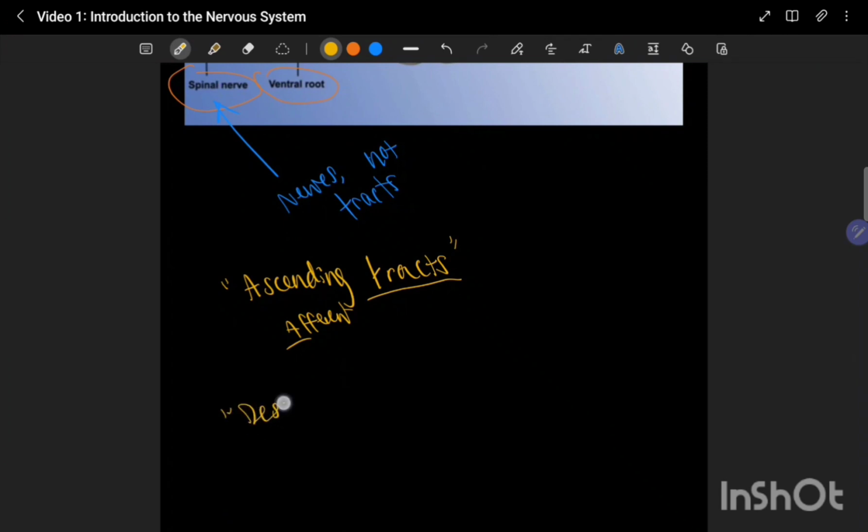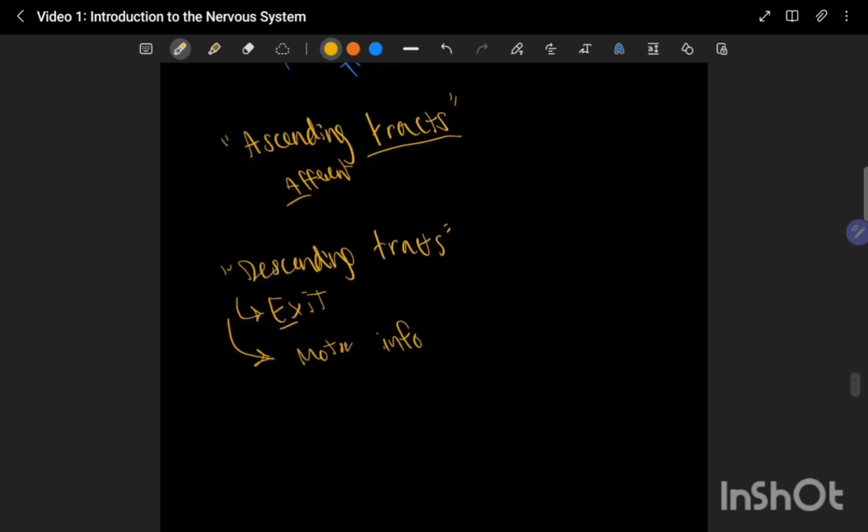Descending tracts do the opposite. They're exiting the brain. There's that term exit with an E popping up again. So they're going to take information from the brain. In this case, we're sending motor information from the brain to our target organs, which are often skeletal muscles. We will see these terms pop up again with the spinal cord.